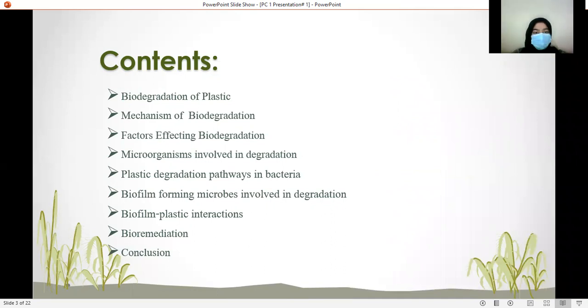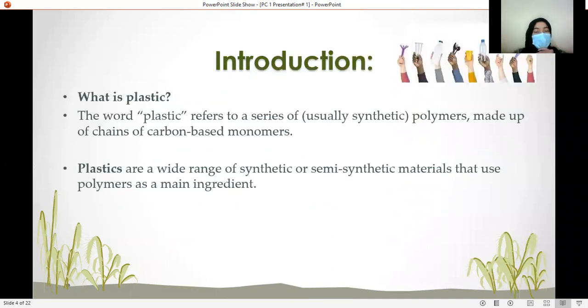First of all, we see what is plastic. The word plastic refers to a series of polymers, usually synthetic polymers, made up of chains of carbon-based monomers. Plastics are a wide range of synthetic or semi-synthetic materials that use polymers as a main ingredient.